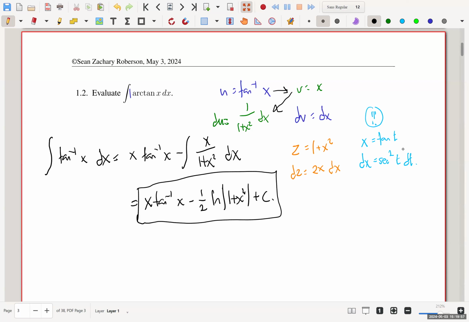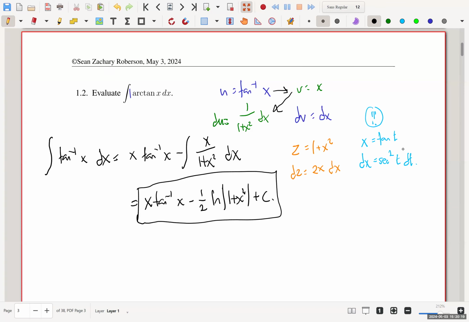No matter which way you go about it, that's the antiderivative that you get, and you're done. And this is such a powerful technique, everyone. Integration by parts is the granddaddy technique, as I call it. Very useful in understanding differential equations, especially in mechanical and civil engineering, the finite element method.